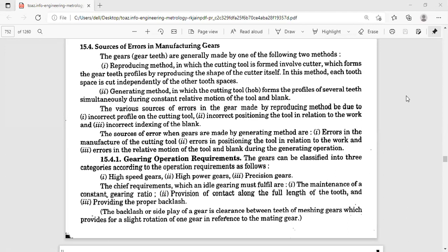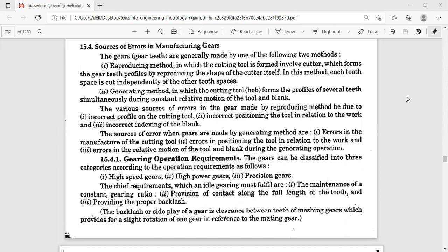So what is the other error you might have seen? We have not discussed much, because in 3.1 that lab we have done in about two weeks time. That is the error due to the incorrect indexing of the gear blank. If you are not going for the correct indexing, just like simple or compound, you will have the error in the manufacture of gears. That is very important. So that is the reproducing method.